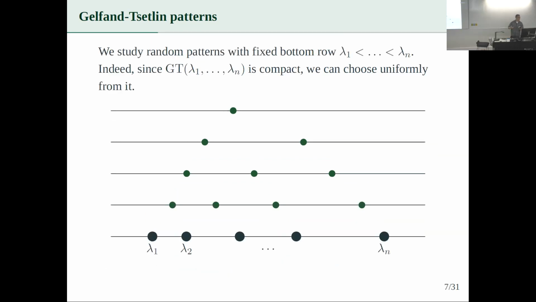Now, since this is a compact subset of R to the n(n-1)/2, we can talk about sampling an element uniformly from this subset. Or in other words, we can talk about a uniformly chosen Gelfand-Tsetlin pattern with a fixed bottom row. So a natural question to ask at this stage is... compact?